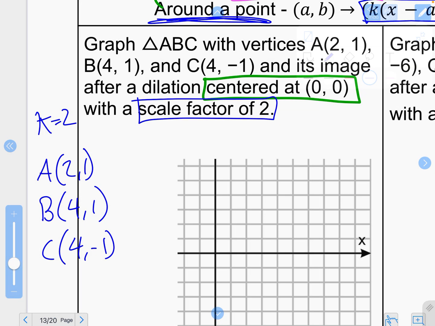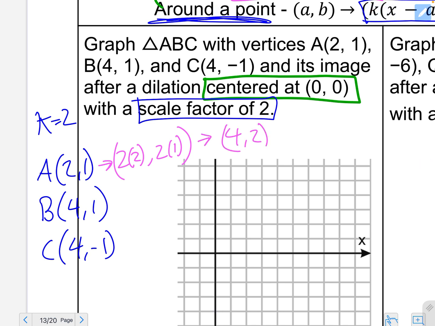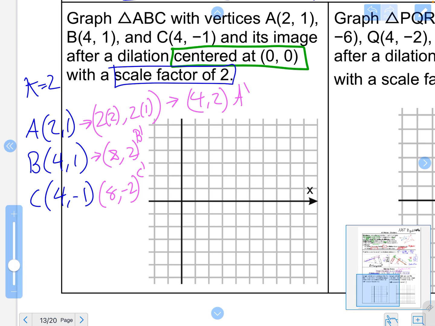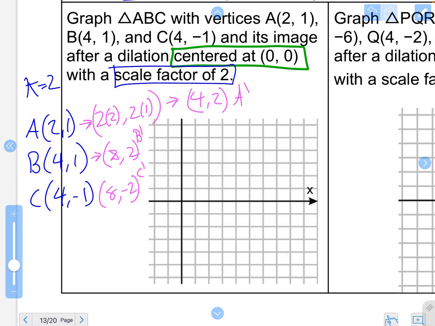To follow our rule, we simply go 2 times 2 and 2 times 1, which gets us 4, 2 as A prime. Then 4 times 2 is 8, 1 times 2 is 2, that is B prime. And then 4 times 2 is 8, -1 times 2 is -2, and that is our C prime.